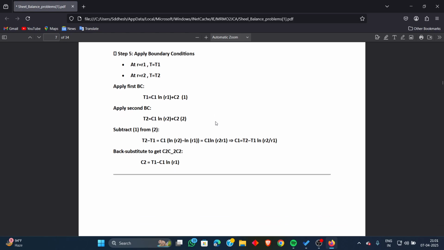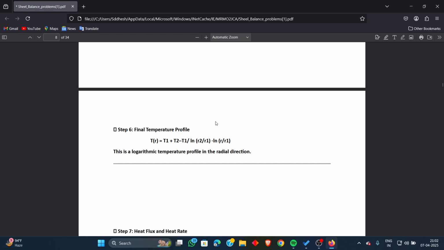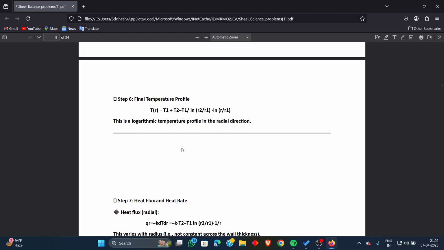Back substituting to get C2, that is C2 is equal to T1 minus C1 ln R1. Step 6, the final temperature profile is T of r is equal to T1 plus (T2 minus T1) by ln R2 by R1 into ln r by R1. This is a logarithmic temperature profile in the radial direction. In the previous question we saw a linear profile; now we get a logarithmic temperature profile.